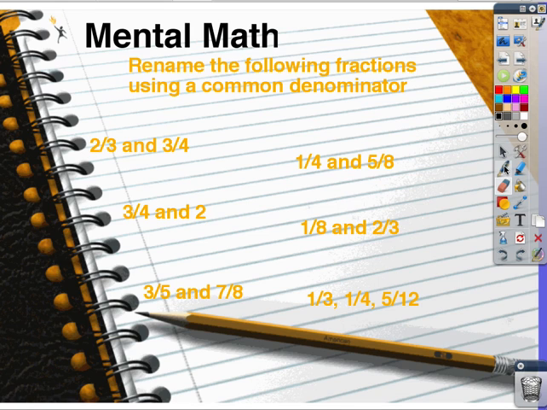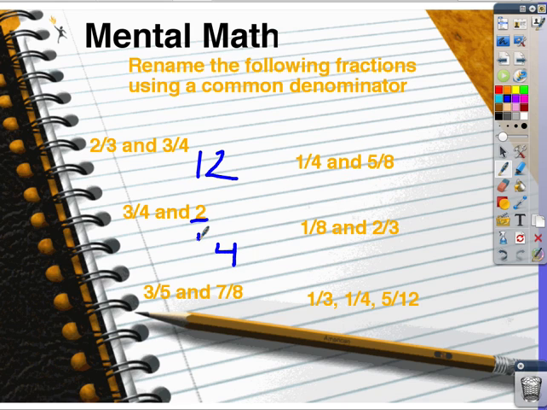All right, if we're taking a look at 2/3 and 3/4, a common denominator between the two is 12. They both have 12 in common. Looking at 3/4 and 2, the closest number that they would have in common is 4. Remember, whenever we have a whole number, it is always over 1.